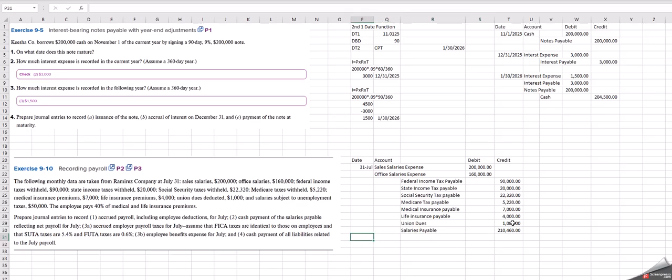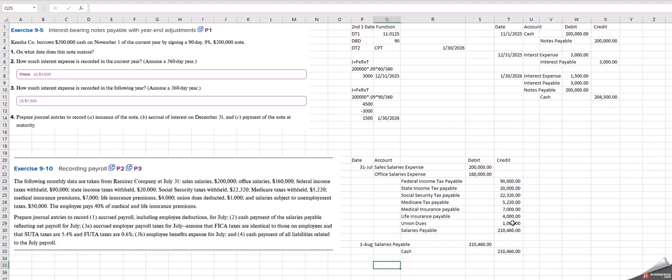Then it says we would pay it. I don't know what date. It doesn't give me a date, so let's just say it's August 1st. Then when we pay it, we're going to debit the salaries payable for the $210,460, and then we're going to credit cash because we're paying the workers. Okay.